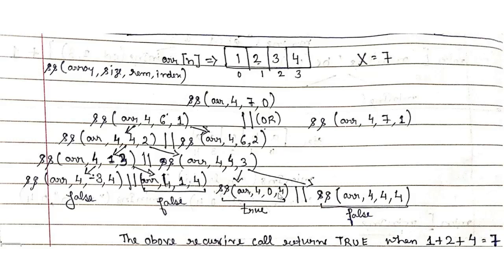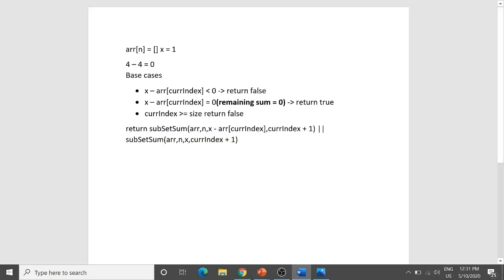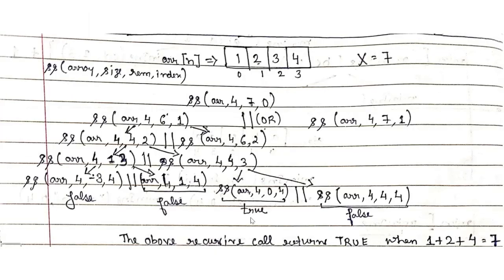And what does this 4 signify? This 4 signifies now I am out of bound. I have none of the elements left in the array. But whatever might be, if I got my 0 in the leftover sum, it means that I have already got a subset which equals 7. So I would be returning true over here. I will hit this base case. What does this base case signify? That my remaining sum is equal to 0 and hence return true.